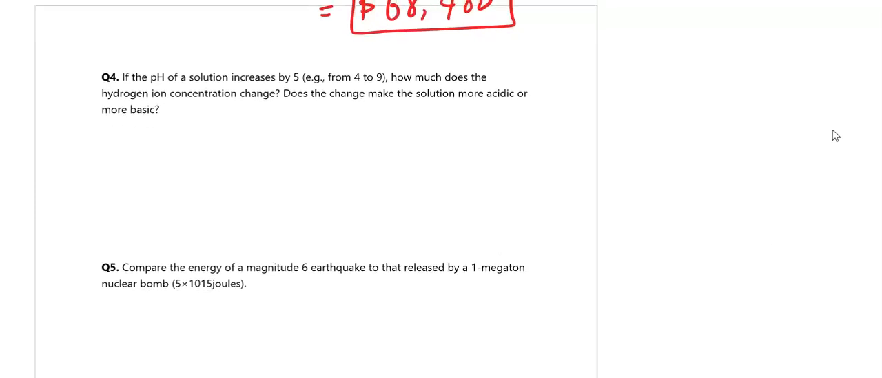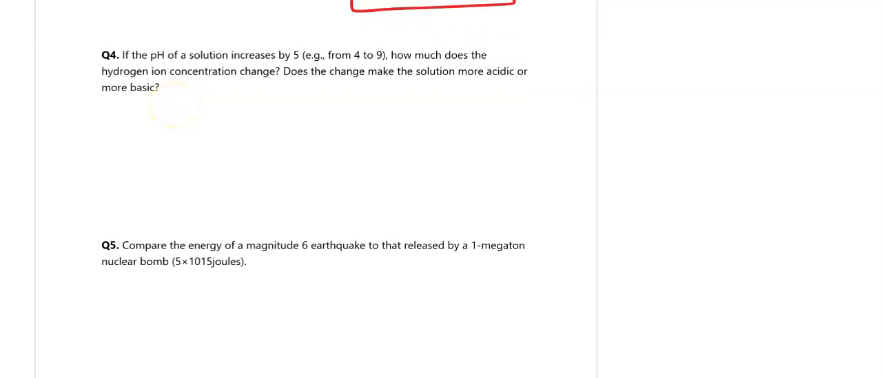The next question. The pH of the solution increased by 5. Notice that pH is increased by 5. That's the given, which tells you how much the hydrogen ion concentration changes. So if you increase the pH by 5, how much does the hydrogen ion concentration change? And the next part of the question is, does this change make the solution more acidic or more basic?